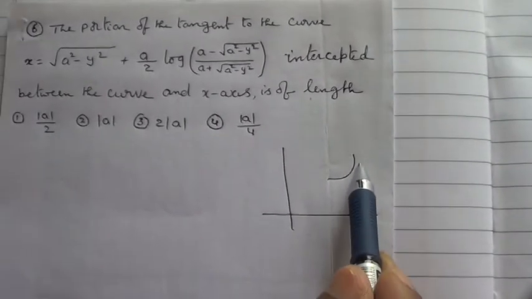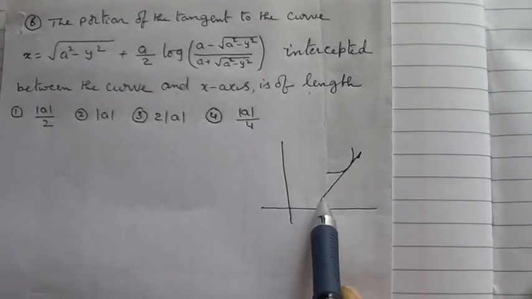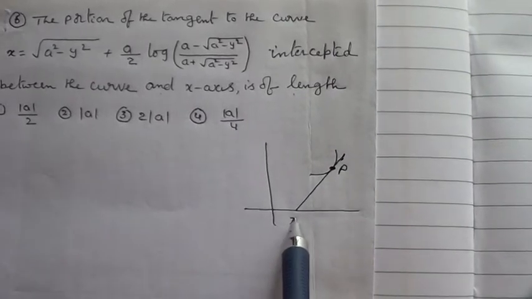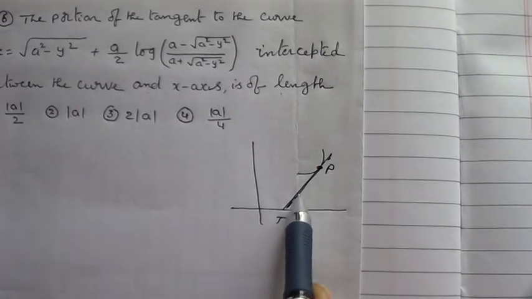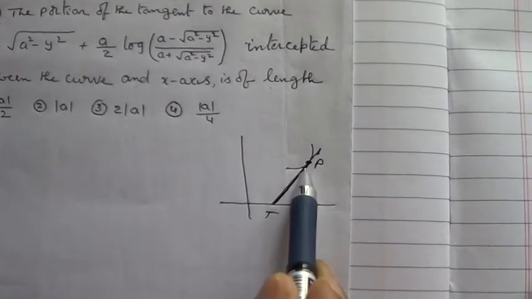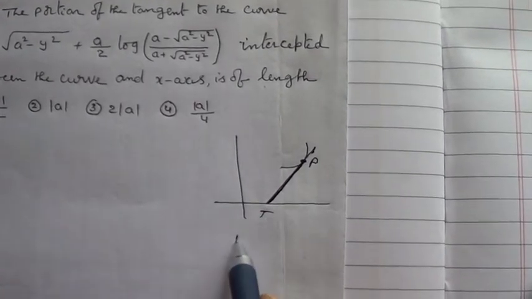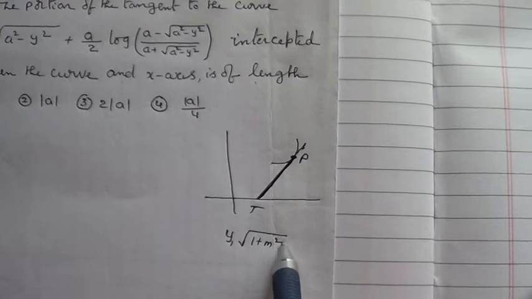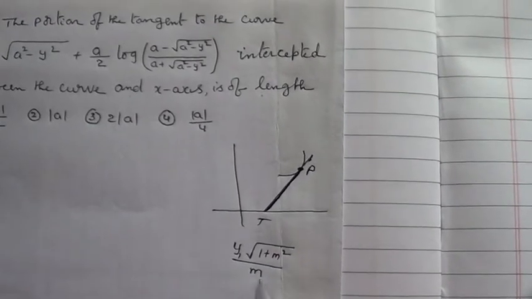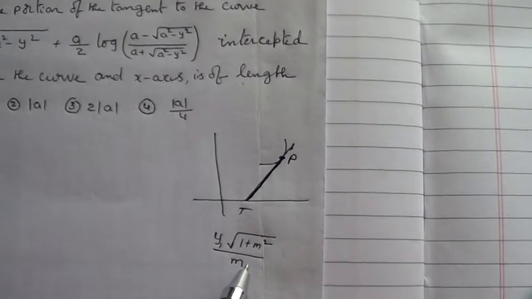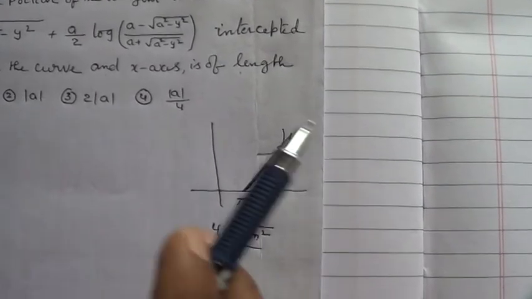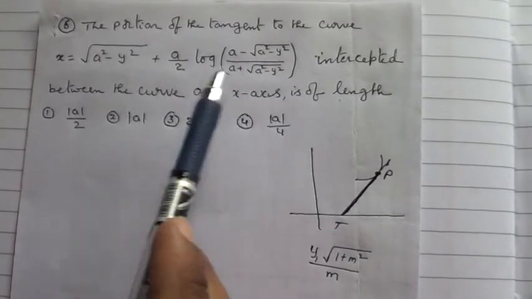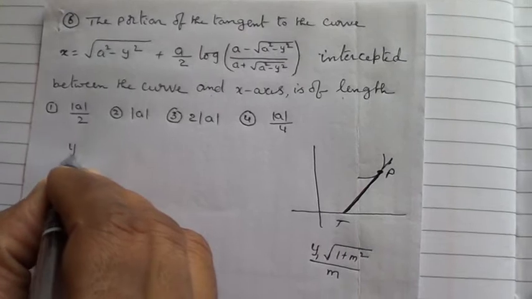That is the curve, let us say. This is the tangent drawn. This is the point of contact, and this is where the tangent meets the x-axis. This portion is nothing but the length of the tangent, right? You know the length of the tangent is equal to y1 into root over 1 plus m square divided by m. So we have to find the length of the tangent. That is the information. Now this differentiation becomes lengthy. That's why I am using the parametric differentiation idea here.